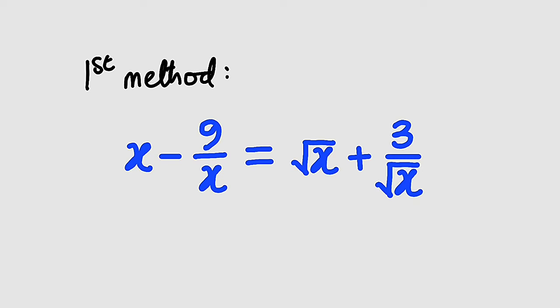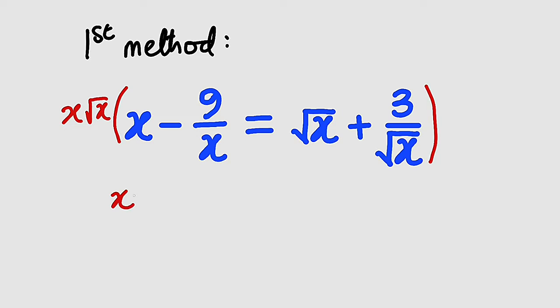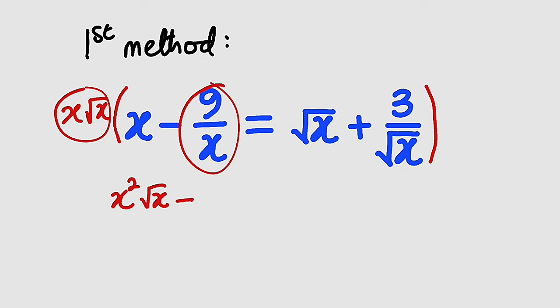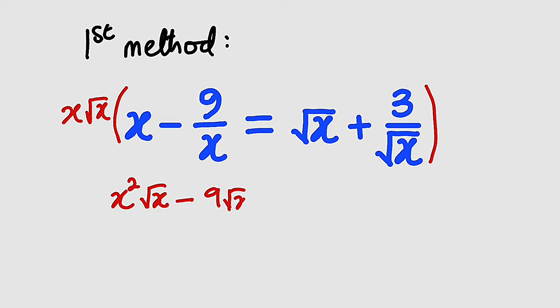Alright, here is our equation. I would like to clear the fractions, therefore we are going to multiply by the LCM of our denominators, which is x root x. If you multiply by the first term here, you obtain x squared root x. Then minus, if you multiply by this, the x will cancel, leaving only 9 root x.